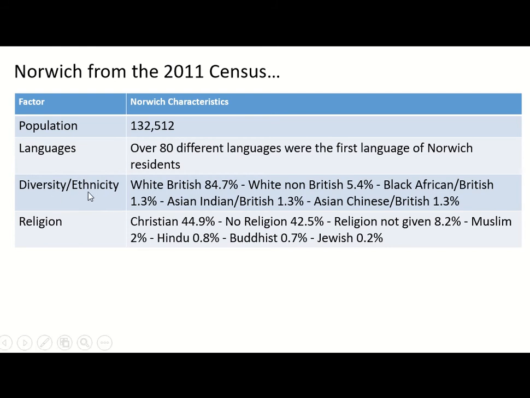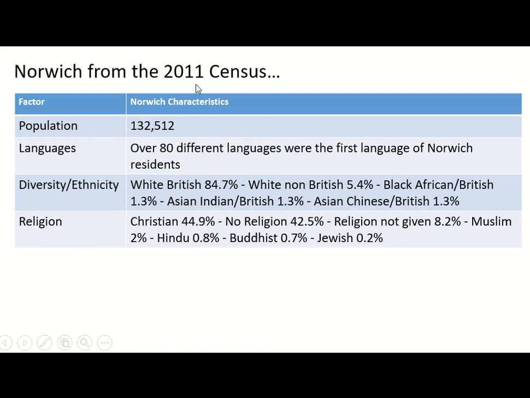The diversity and ethnicity of people in Norwich, predominantly, like many cities in East Anglia, or many cities in the UK, was white British. Norwich has quite a high proportion of white British people, nearly 85%. Another 5.4% were white but not British, so they'd be largely Eastern European. And then you've got the other ethnicities, so black, African or British, Asian, Indian or British, Asian, Chinese or British, and then smaller degrees of other migrants, maybe students going to the UEA, for example. Religion, Norwich has a bit of a stat really.